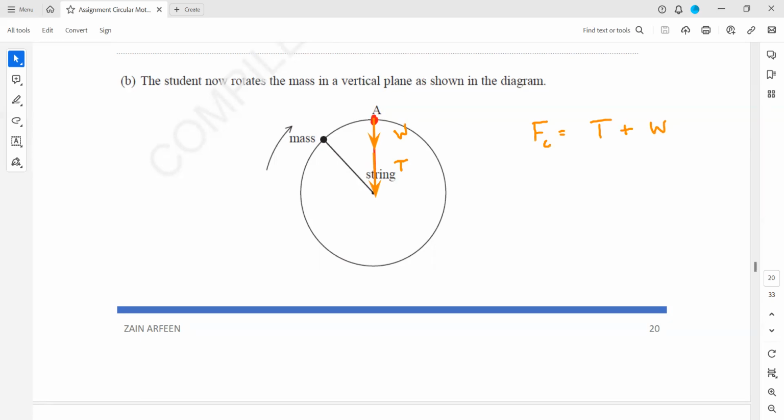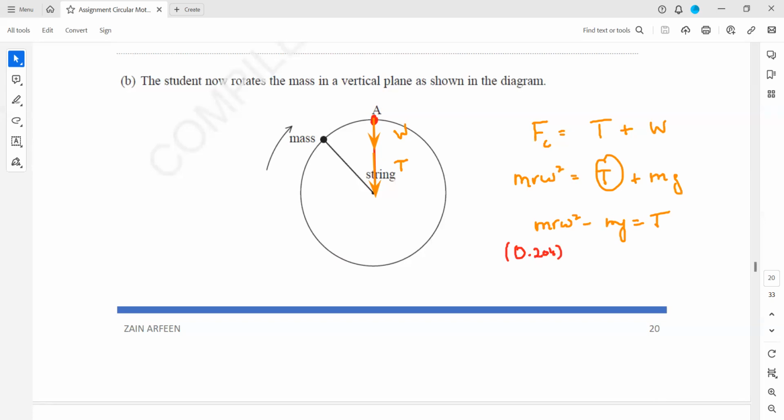And what is centripetal force? Centripetal force is given by m r omega squared, or m v squared over r. Tension we don't know. And what is weight? Weight is mass times gravity. We need the tension, so we can say m r omega squared minus m g is equal to T. The mass is given in grams, so we have to convert into kilograms. It was 204 grams, so we divide by 1000, which is 0.204 kg.